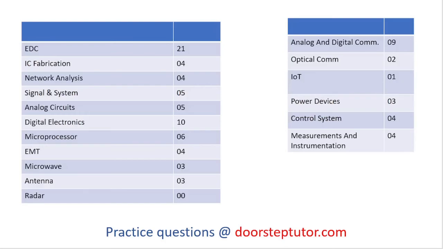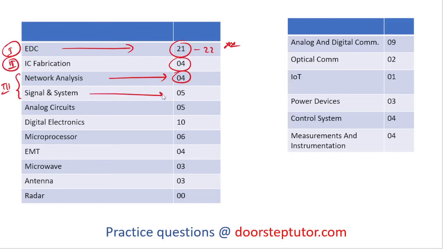So if we summarize, from electronic devices and circuits, there were almost 21 to 22 questions in the paper, which is the highest weightage. That is the first unit. From the second unit, that is IC fabrication, 4 questions were there. The third unit we can divide into two parts, network analysis and signal system. From network analysis they have asked 4 questions, and from signal system, they have asked 5 questions. So it is covering almost 10 questions.